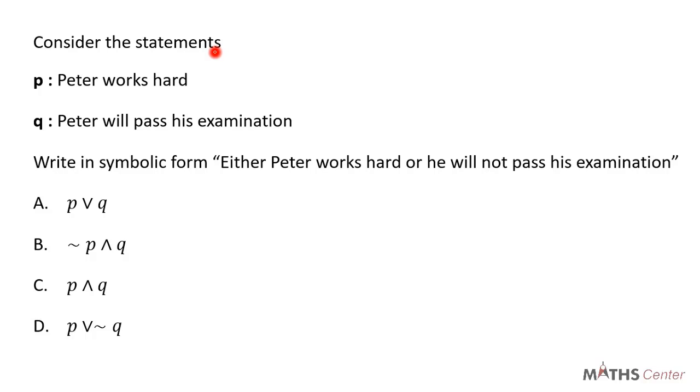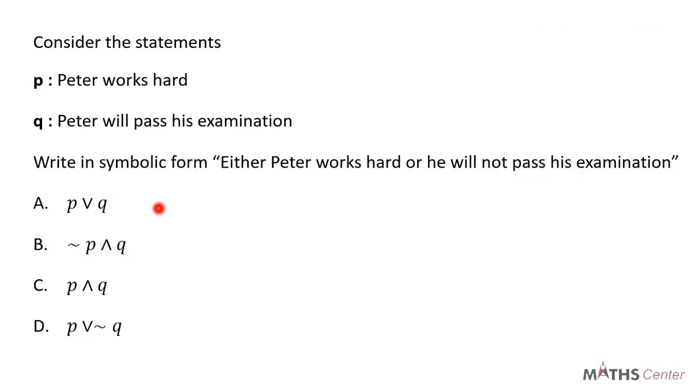Consider the statements. Statement P is Peter works hard. Statement Q is Peter will pass his examination. Write in symbolic form: either Peter works hard or he will not pass his examination.